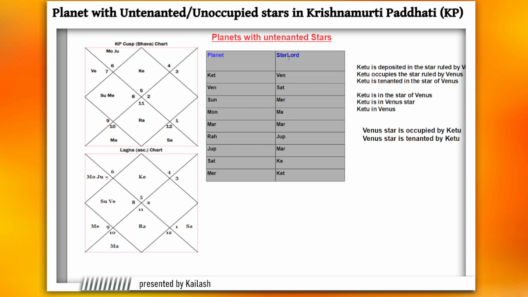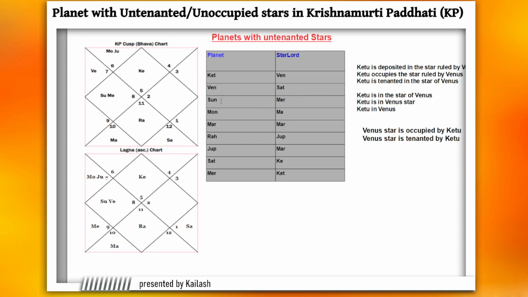When we look at the star lord column, we find Venus over here. So we say that the Venus star is occupied by Ketu. Now let's look at Sun. Now this is important. When you look at Sun, you don't find Sun anywhere over here, right? You don't see Sun. So now you say that Sun's star is unoccupied, or you say that Sun's star is untenanted. That is what is meant by untenanted.